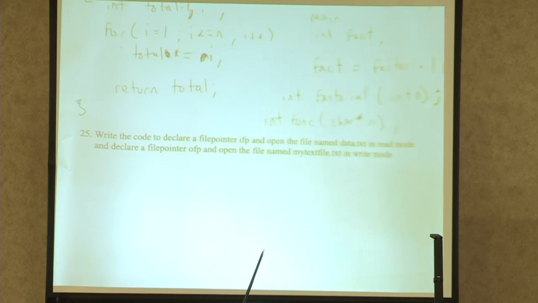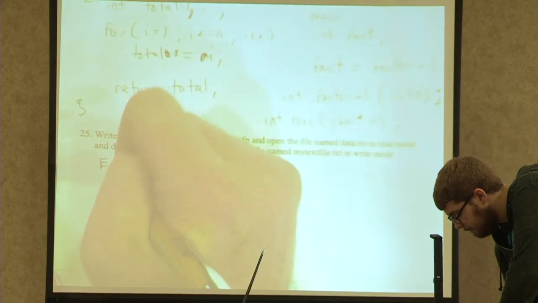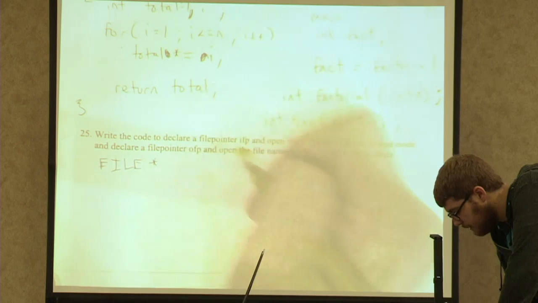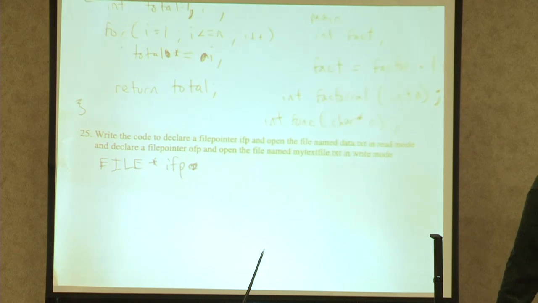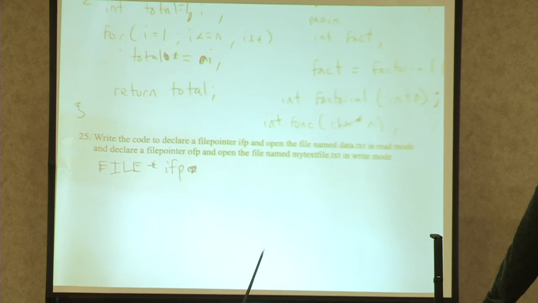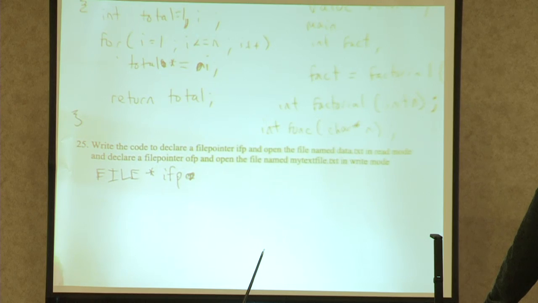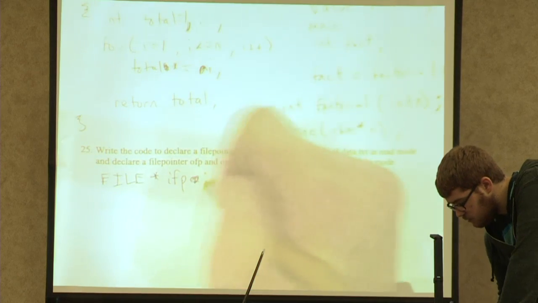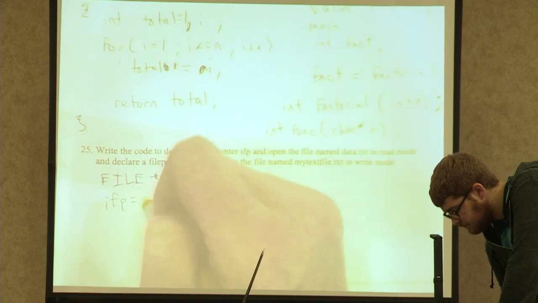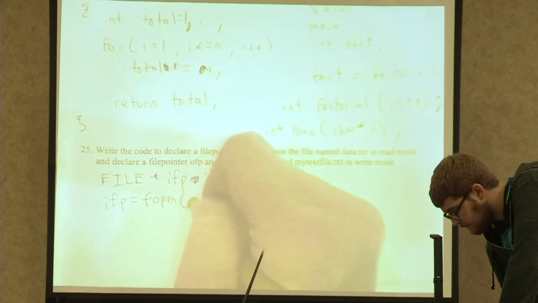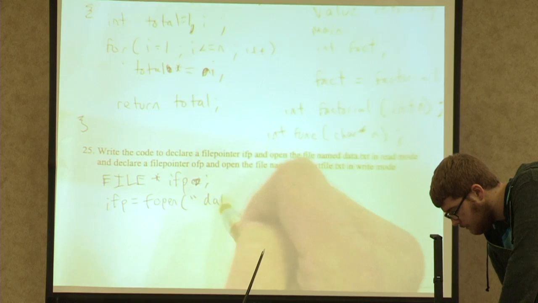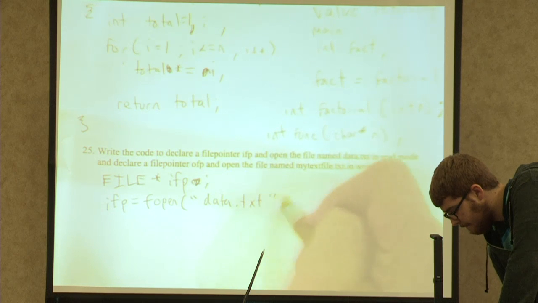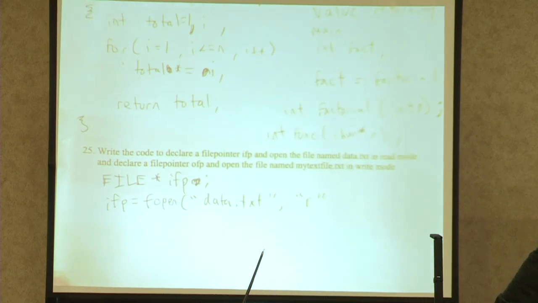File asterisk IFP. And then what would you do after that? Then you'd say IFP equals fopen, parentheses, in quotation marks the name of the file, which is data.txt, right? Close the parentheses. Read would be R, write would be W.